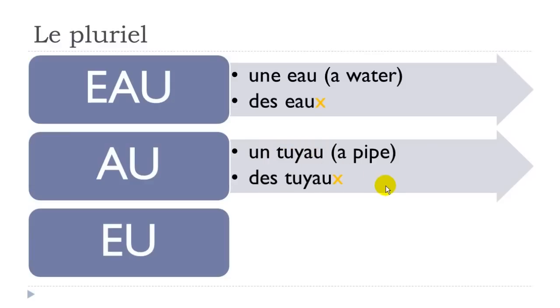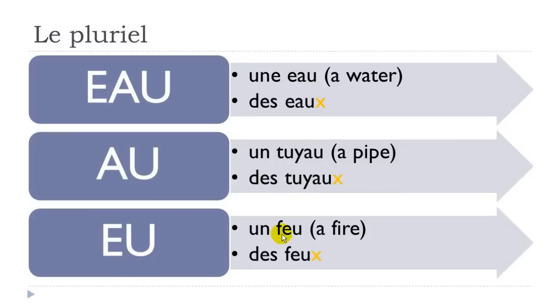And then the last group is the words ending with e, u. So let's take one example. Un feu, and basically the same rule, you don't put s, but you will put x instead, and then you don't pronounce it. Des feux. Un feu. Des feux. Okay?